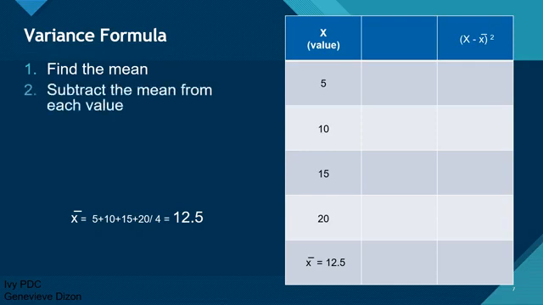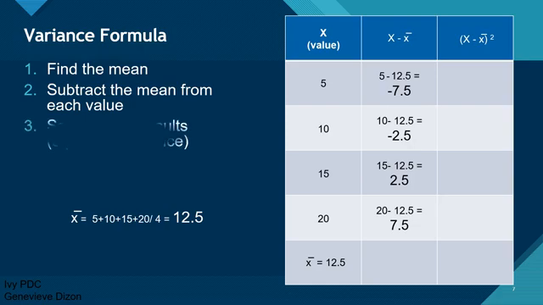Next step would be to subtract the mean from each value. That would be our second column, x minus the mean. For example, on the first number, 5 minus 12.5, we will get negative 7.5. We do this on all the numbers: 10 minus the mean, 15 minus the mean, 20 minus the mean.